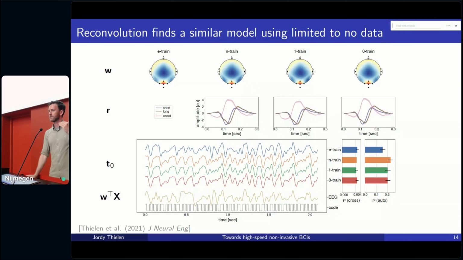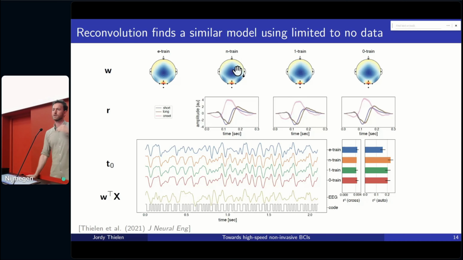Then we have N-train, which is essentially what I showed after it. This is where we start learning in a supervised way the temporal responses. So again, a spatial filter, but also these temporal responses. And notice this is one response for the actual onset of stimulation, and then two responses that are just slightly dissimilar for the different durations of flashes, short and long. Then we have one-train, which is already a little bit of a limitation of the training data that we provide to the model.